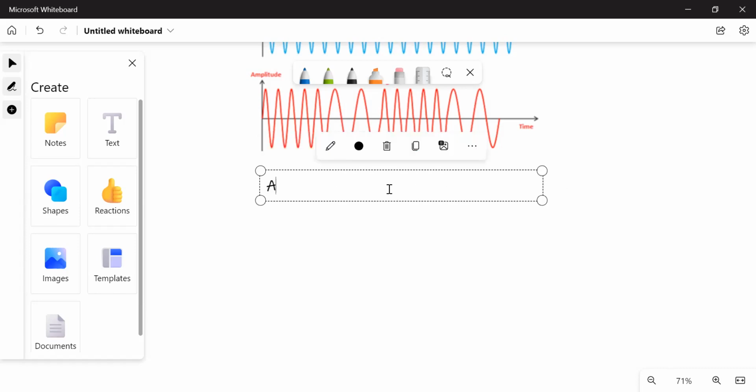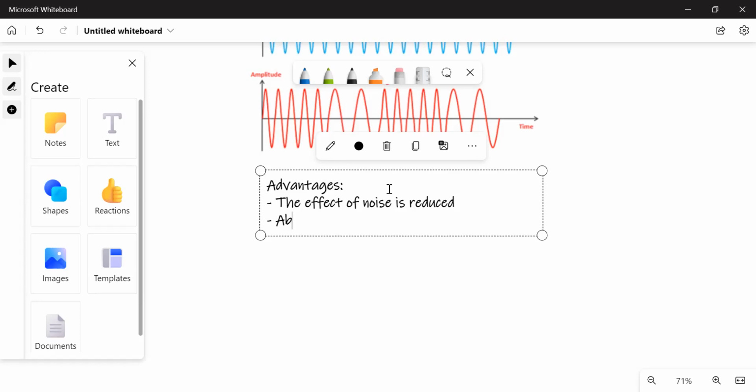So advantages are, the first one, the effect of noise is reduced in this technique compared to others. And then using this one, the ability to transmit clear sound. You can send sound clearly.